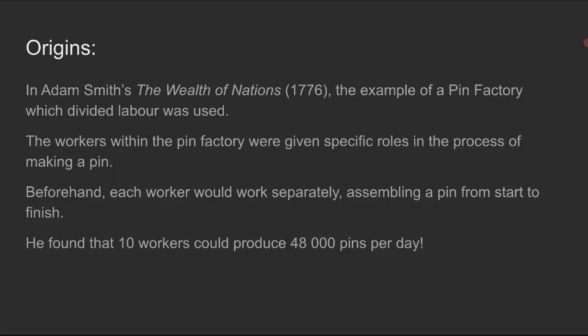So the origins of the division of labour come from Adam Smith's The Wealth of Nations, published in 1776. He uses the example of a pin factory where divided labour was used. The workers in the pin factory prior to the division of labour would work separately, assembling a pin from start to finish. However, when the division of labour was implemented, workers within the pin factory were given specific roles within the process of making a pin. And he found that 10 workers could produce up to 48,000 pins per day, which was a massive step up in productivity from the pre-division of labour era.